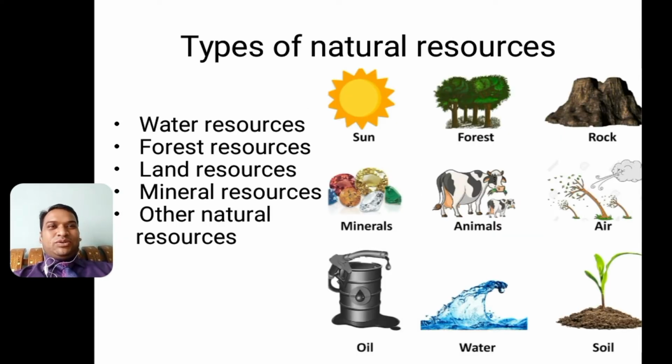So first we need to know the different types of natural resources. There are many different types of natural resources, but if you go through your book, you will find that four main types of natural resources are explained there. The first one is water resource, then forest resource, land resource, mineral resource, and some other resources. We'll go through them one by one.